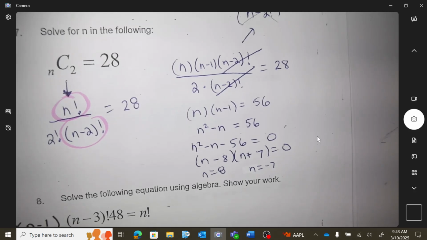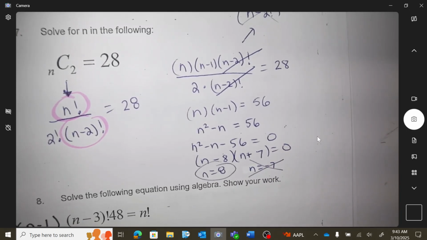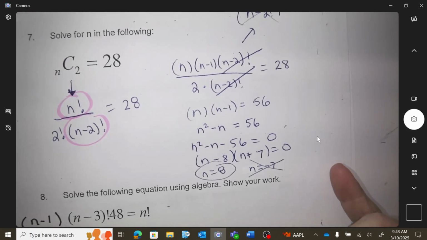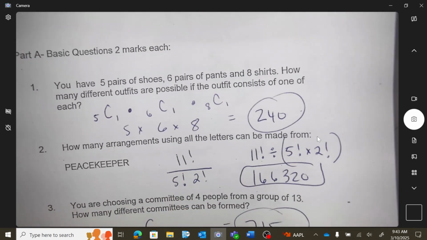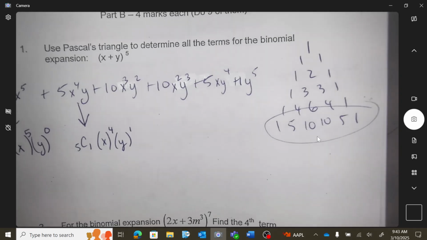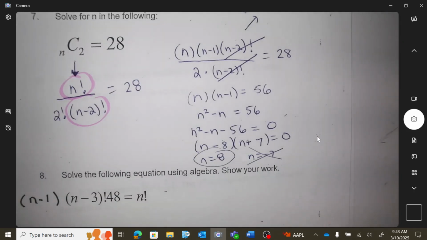What should I do with this answer, though? I should eliminate that because you cannot have -7 objects and choose 2 of them. That doesn't even work, right? Okay, so this one was an equation. Please do not mix that up with something like this, which is just expressions. Understand the difference between which one's an equation and which one is an expression.